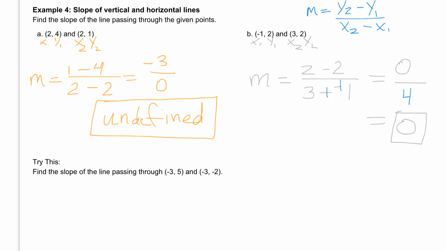Now I would like you to go and try this, so you can pause it and unpause it when you're ready to check your answer. If you did the try this correctly, you should have gotten a slope that was undefined. If you have questions on slope, please let me know.